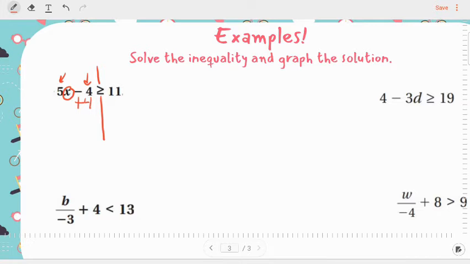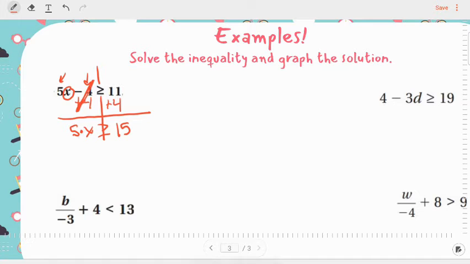On the other side, remember to keep things balanced. If this is bigger than the other side, I need to keep it bigger than the other side. I'm going to add 4 to both sides. So 5x is what remains on this side. The minus 4 and the positive 4 cancel out. I bring down the greater than or equal to sign, and 11 plus 4 is 15. Remember that a number next to a variable is multiplication, so 5x really means 5 times x.